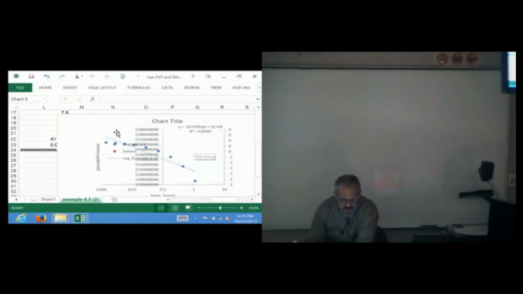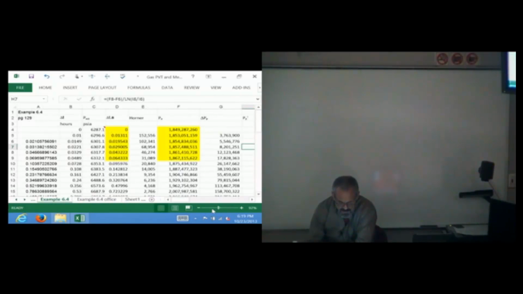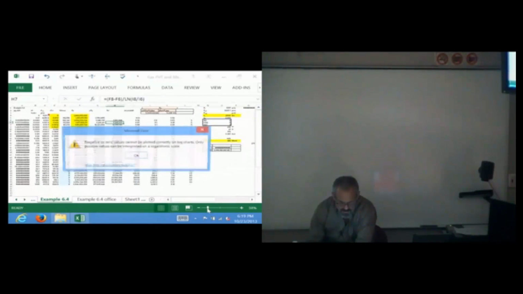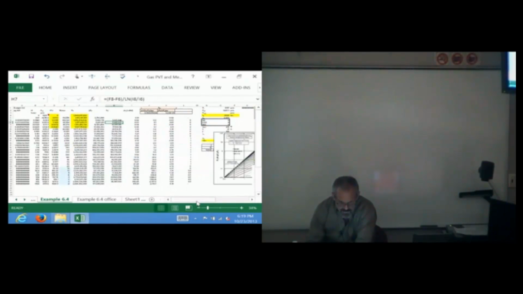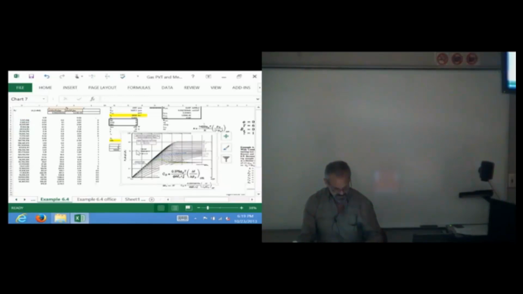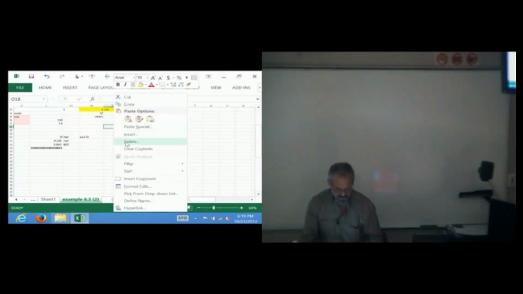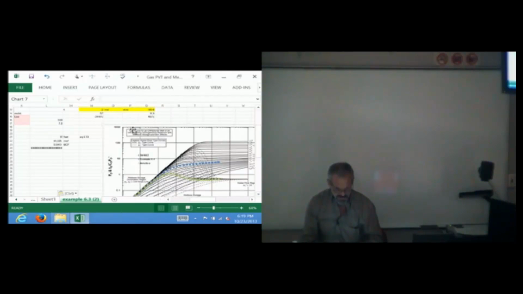Well, I don't know what I'm looking at here, and I'm going to get rid of it. Let's go over to 6.4 and steal a type curve. Here's a type curve right here. I'm going to copy and paste it.